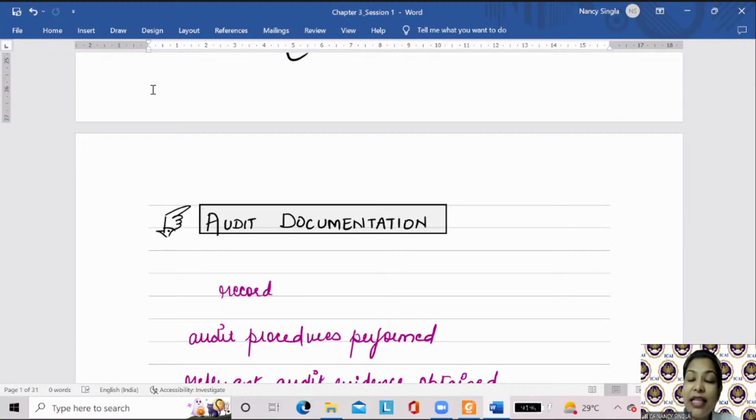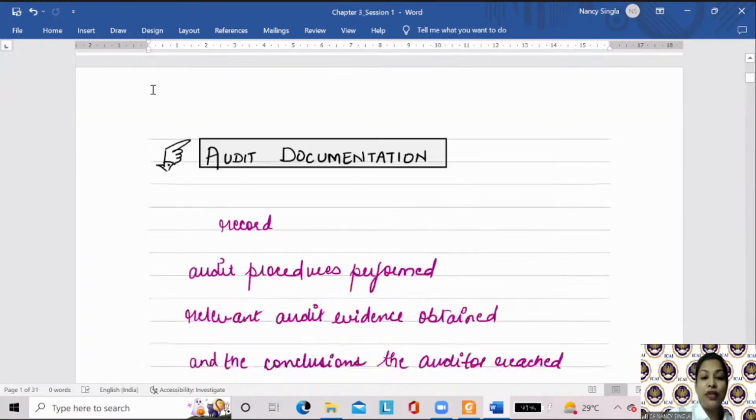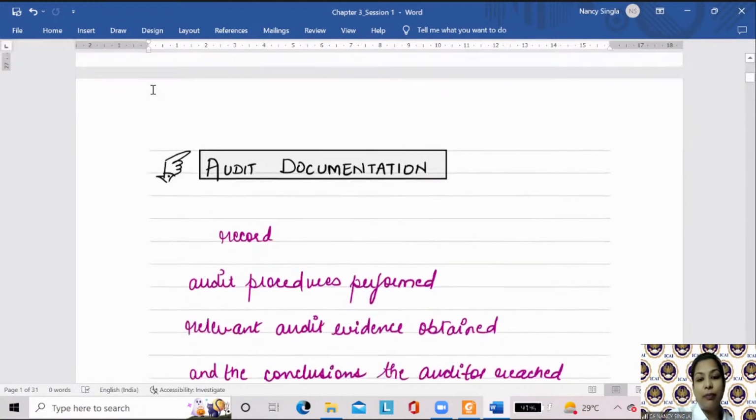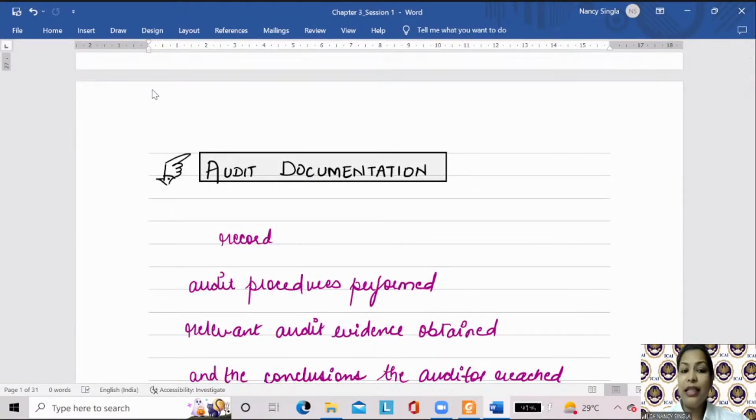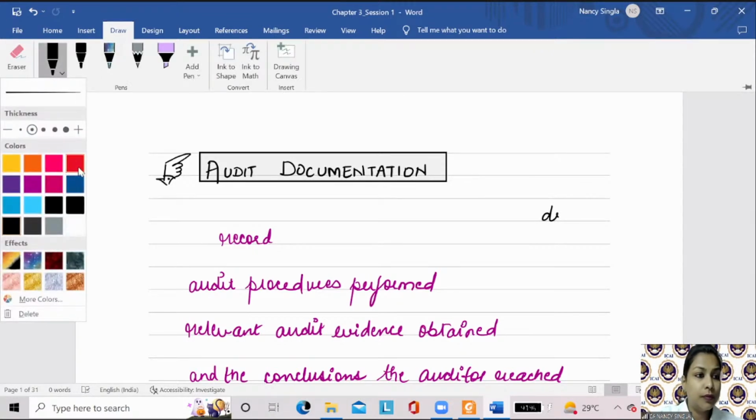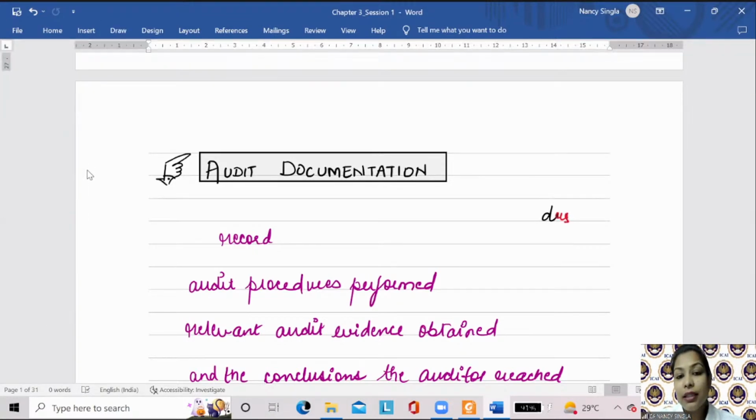So whatever audit activities, that is audit procedures, are performed, whatever relevant audit evidence is obtained, and the conclusions the auditor reaches throughout the process of audit, when a record of all such things is maintained, that is called audit documentation. First, let us try to understand this with the help of an example. Let's say the auditor is checking debtors. The auditor is checking the debtors balance that is appearing in the books of his client.